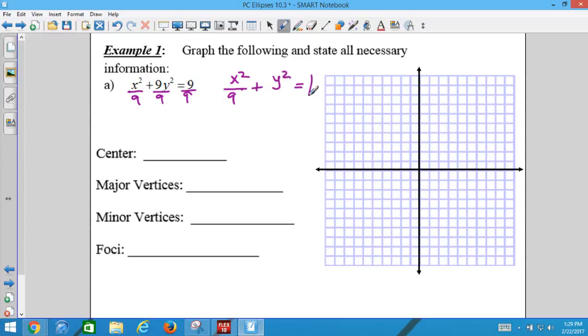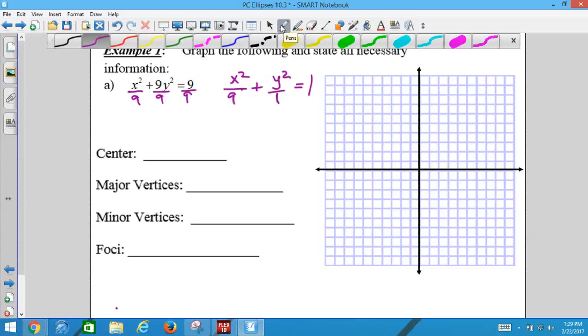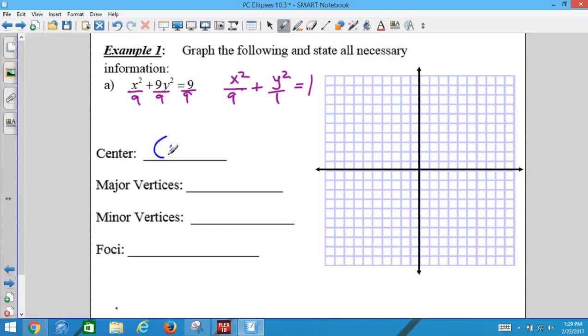Under the y squared, we will need that value, so I'm going to write it. Usually I would not, because the 9 and the 9 would cancel out. But since I need that value, what is under that y squared? That's a 1, right? So then we have to determine, first of all, where's our center? 0, 0. Good, because there's no h or k. Let's go ahead and plot that.